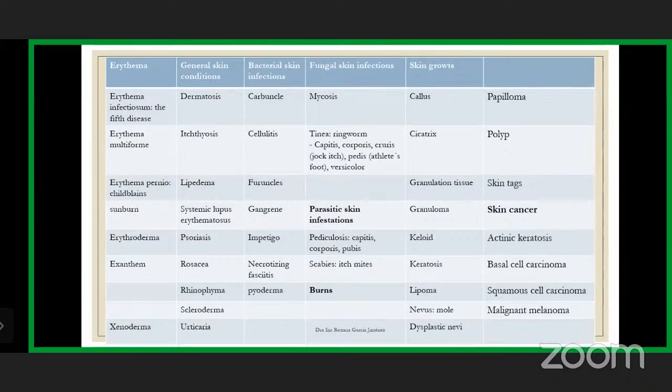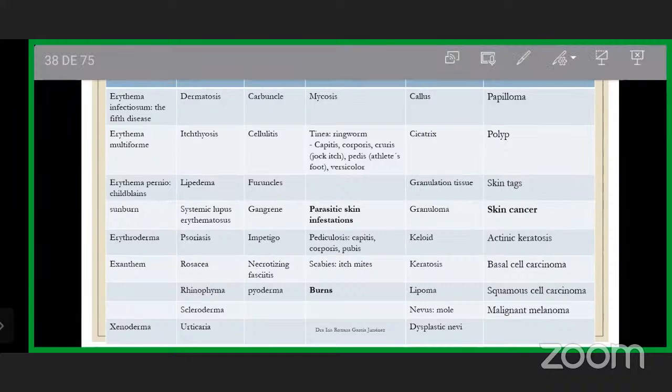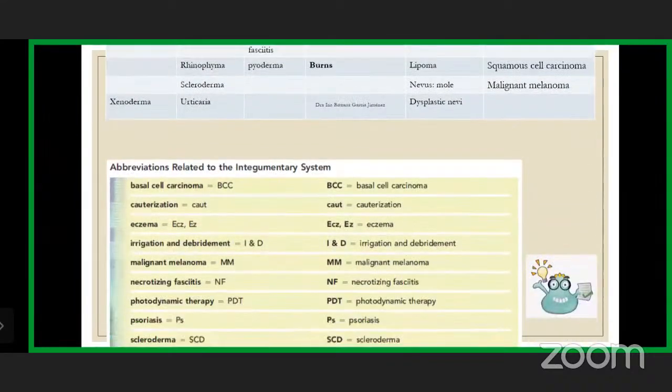It's a lot of information. Of course, these are not all the situations, all the skin lesions and skin wounds we can find, but I think it's useful at this moment.